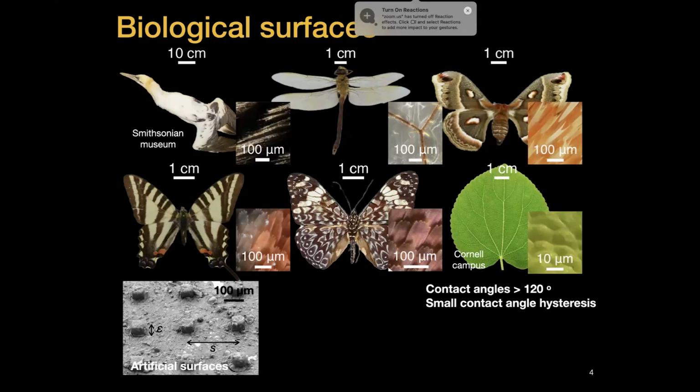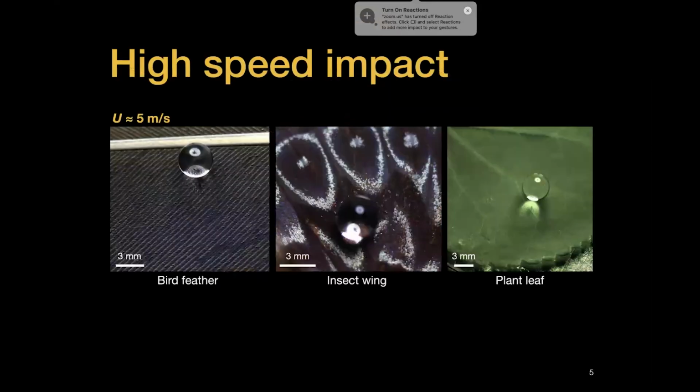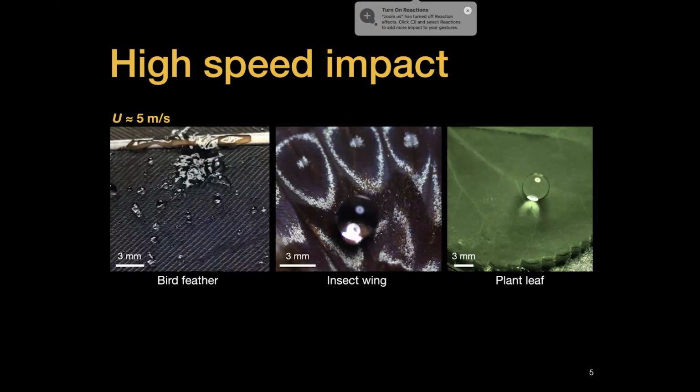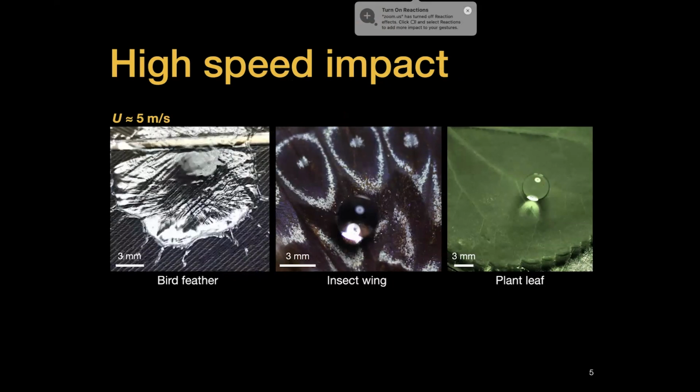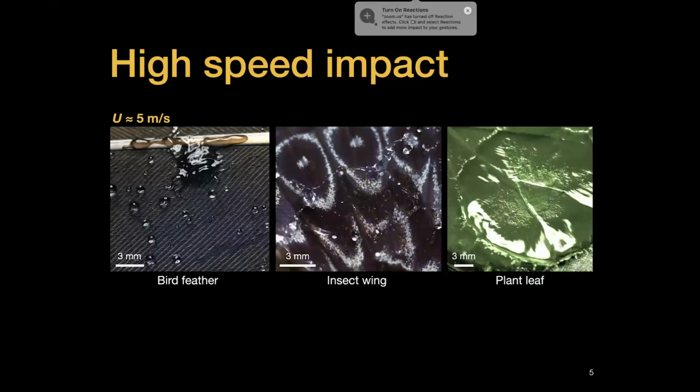So we also made an engineering surface to mimic this kind of superhydrophobic surface. We made a little pillar structure on the surface. So we can test all these 7 different surfaces with the impact. This is one of the high-speed videos of the raindrop impact on the bird feather. And here you see the insect wing and also the leaf surface.